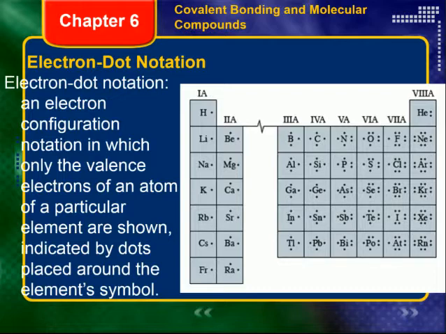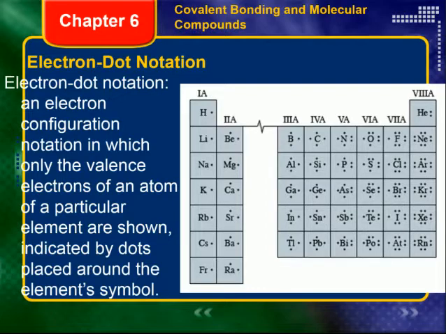All right, the last thing we're going to do is introduce the idea of electron-dot notation. Electron-dot notation is an electron configuration notation in which only the valence electrons of an atom of a particular element are shown. They're indicated by dots placed around the element symbol. It makes sense that we only represent the valence electrons, because if we're going to talk about bonding, which we are in Chapter 6, we're only going to be talking about the valence electrons, because those are the electrons involved in bonding.